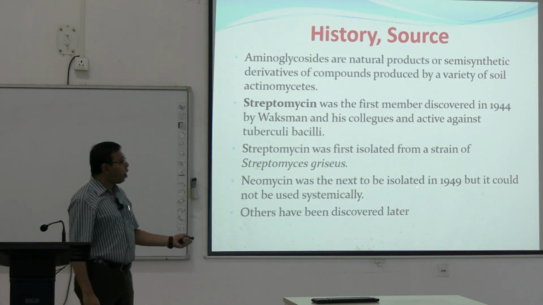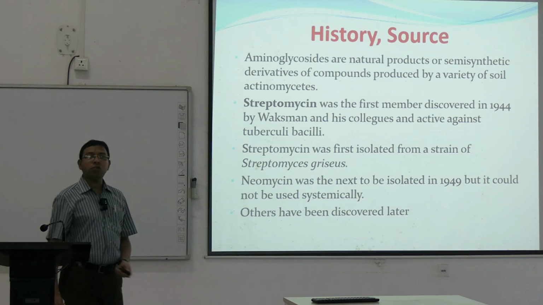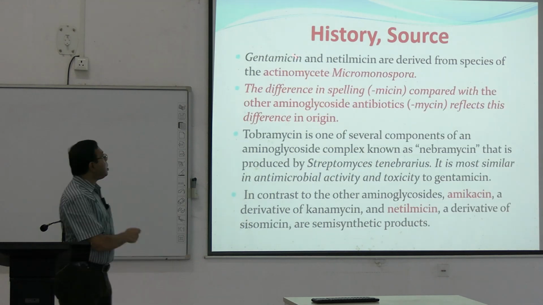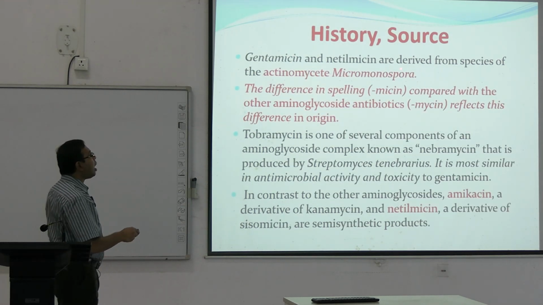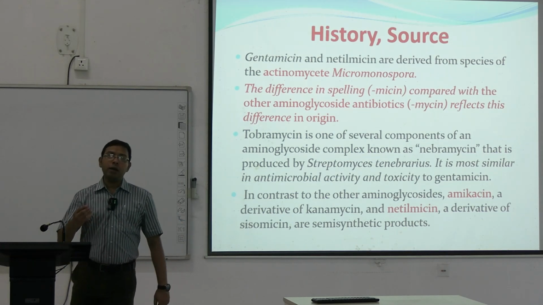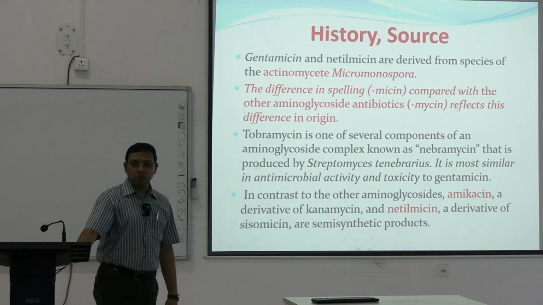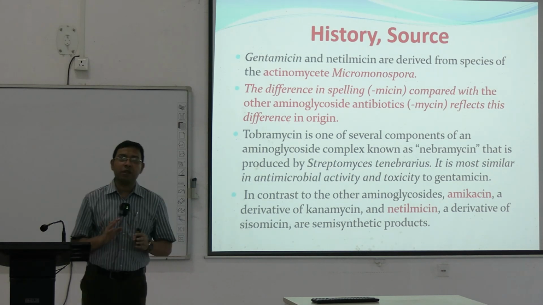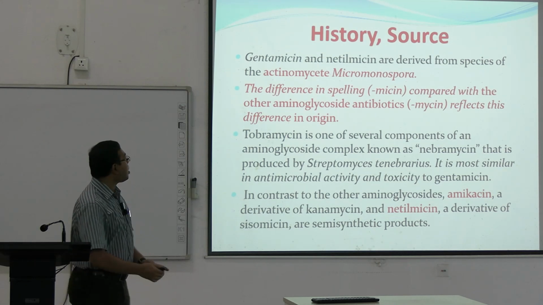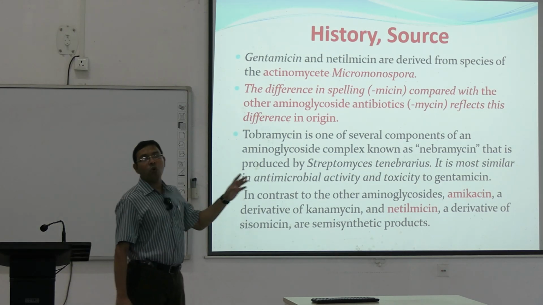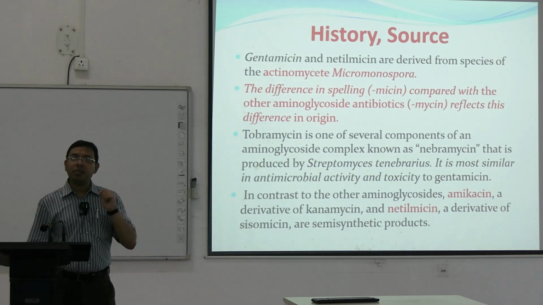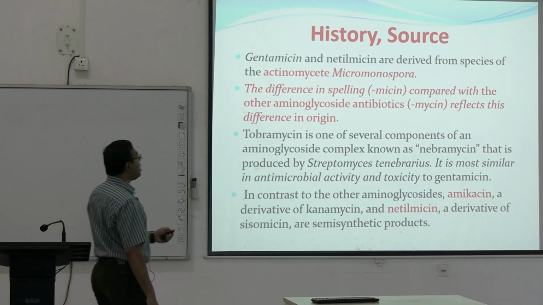Neomycin was the next to be isolated, in 1949, but it could not be used systemically. Mainly it is used topically. Others were discovered later. Gentamicin and Netilmicin are derived from a species of actinomycetes known as Micromonospora. So even though they are obtained from natural sources, there is some difference in the actinomycete species, and accordingly the spelling of the drug names changes. You can see some compounds ending with MICIN and some ending with MYCIN.